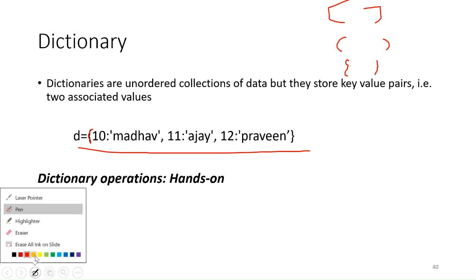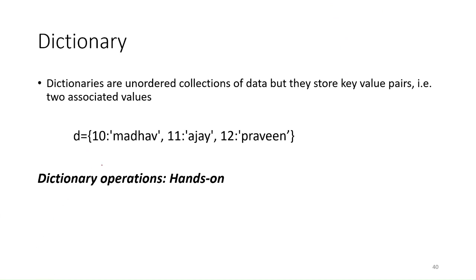So here values will be saved as key value pairs. This is the value to be saved, and Ajay, another value to be saved. It should be associated with a key value. I am giving 10, I am giving 11 here. You can give 1, 2, 3, 4 also, no issue. 1 Madhav, 2 Ajay, 12 Praveen. Then later when you call this, you should use the same key. In order to obtain the value Madhav, you should use this 10. That is the key value. If you give 1 here, you use 1, no issue.